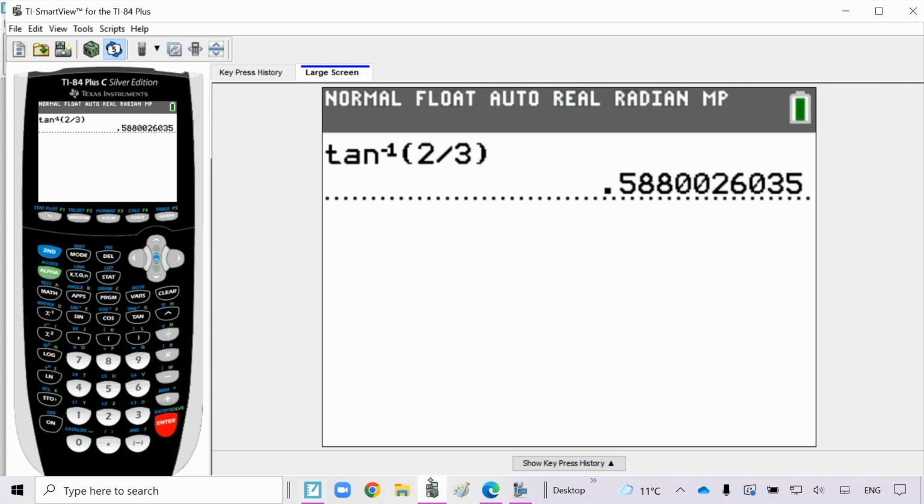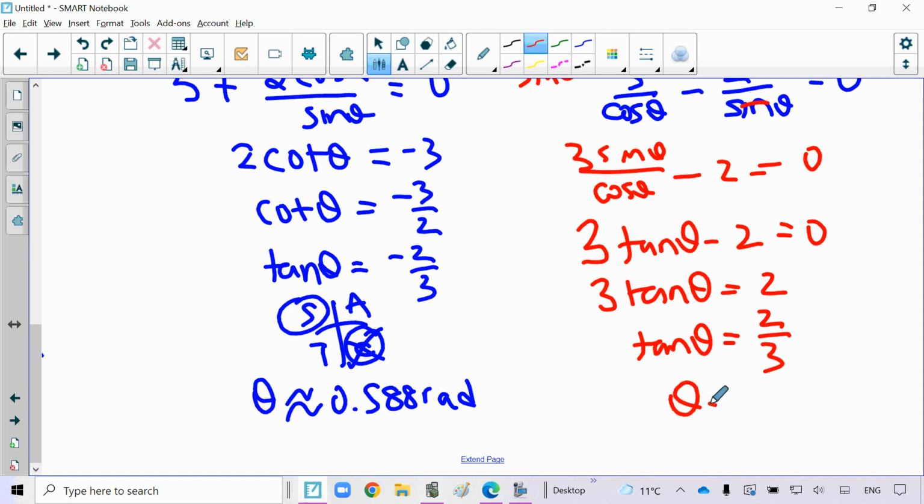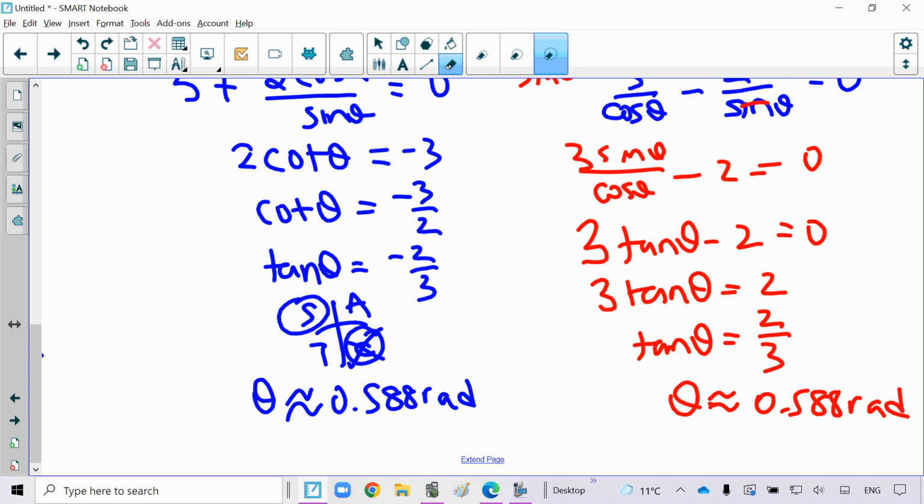Oh, that's that one. Okay, sorry, I made a mistake. So this one is approximately 0.588. Let's go back here. You guys have probably already caught my mistake. Tan inverse of negative. Let's try that again.